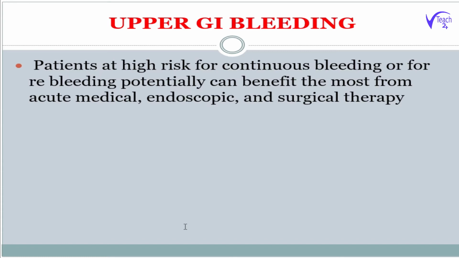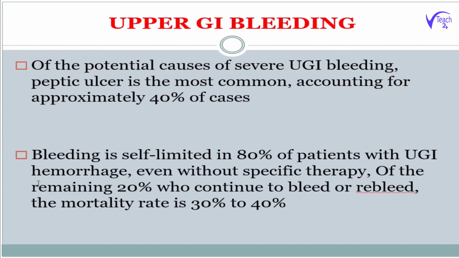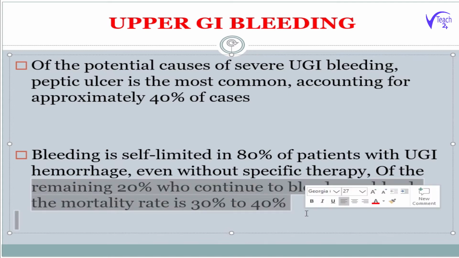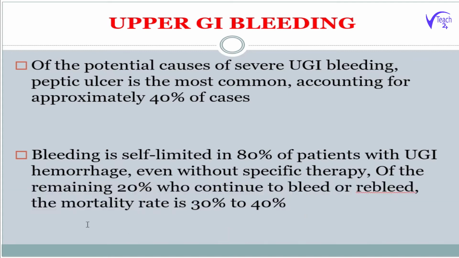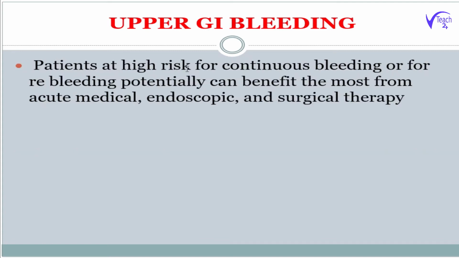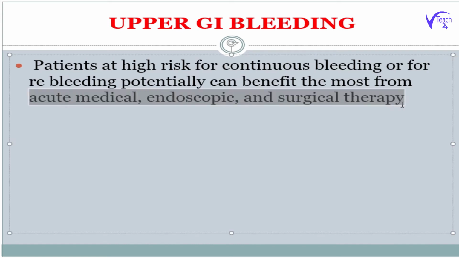So which patients are we talking about? We are talking about the remaining 20% of patients who have high mortality. We are going to assess these patients. Continuous bleeding or rebleeding may happen in these patients, and they may be treated by medical, endoscopic or surgical therapy. In upcoming slides we are going to discuss the medical treatment options for variceal bleeding, the medical treatment options for ulcer bleed, the endoscopic treatment options, and when to refer the patient for surgery.